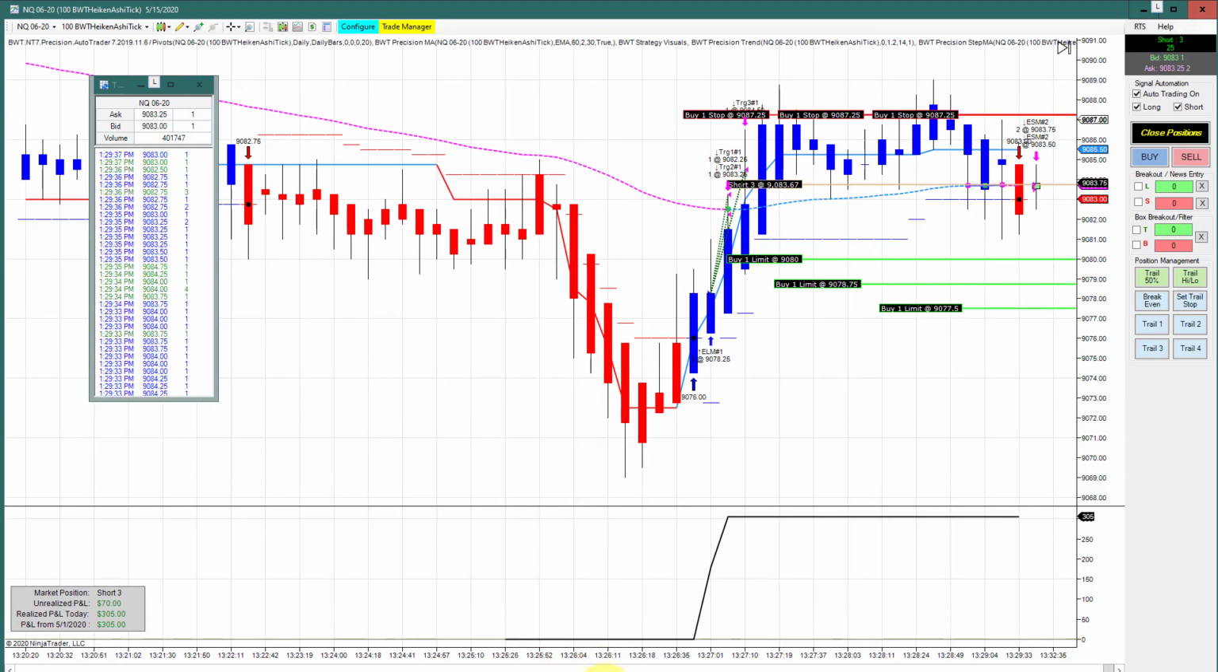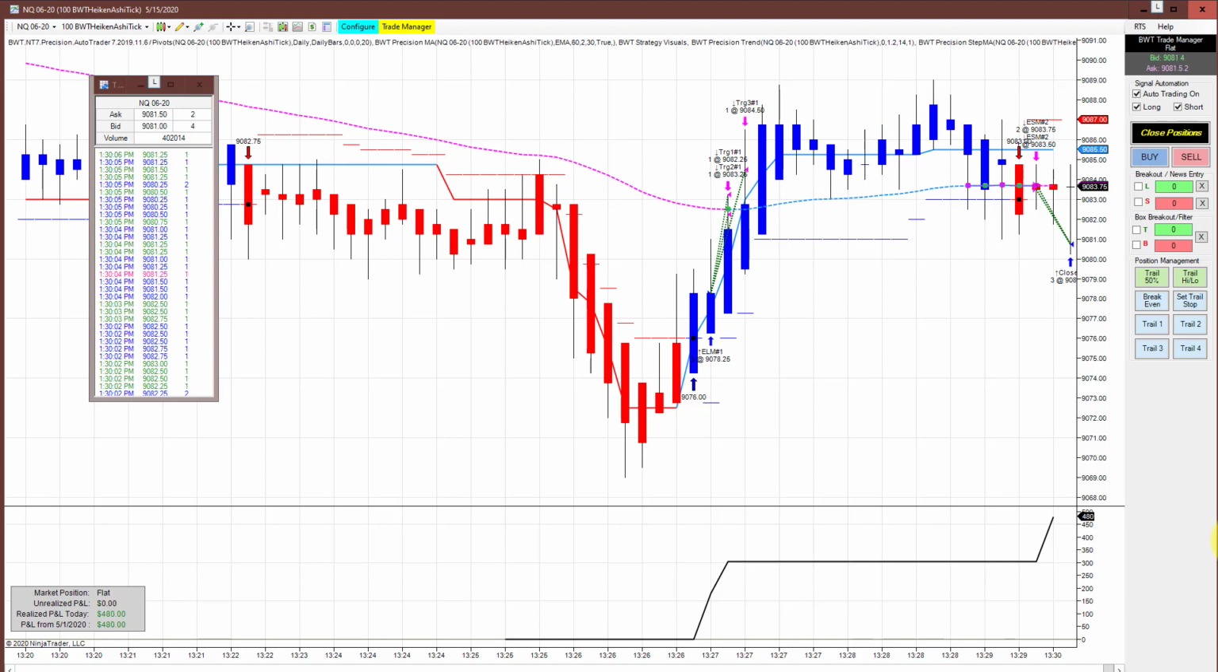Okay, filled again. See if this pushes down or we get stopped out and give it all back. Now this is price right here. This is where price is at the end of the bar here. There it is.